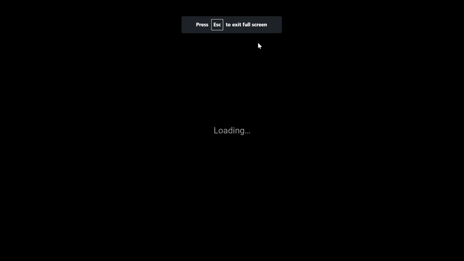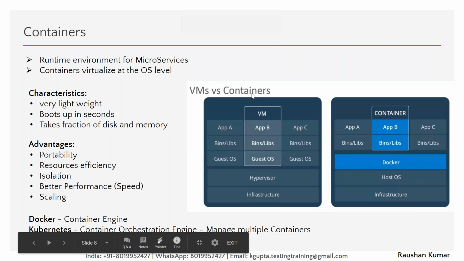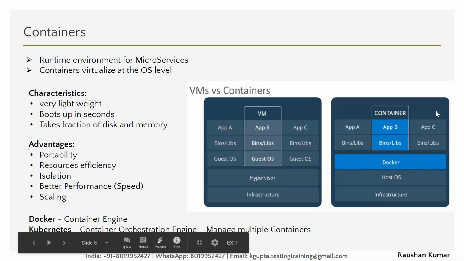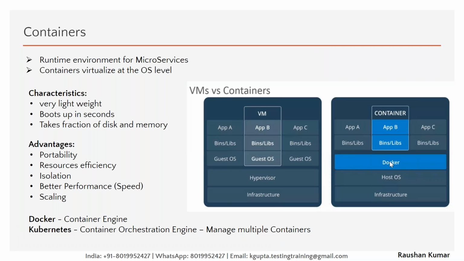So that is how this works. Your VMs and containers: in just one VM, I can host multiple containers, and I just need to use the Docker engine for that. If I install a container engine, and Docker is one of the popular container engines, I can deploy my application in the form of containers, and it takes very little space. It is very lightweight. It boots up in seconds, and it takes fractions of disk and memory. These are the advantages: portability and resource efficiency. That is the main point here, resource efficiency.